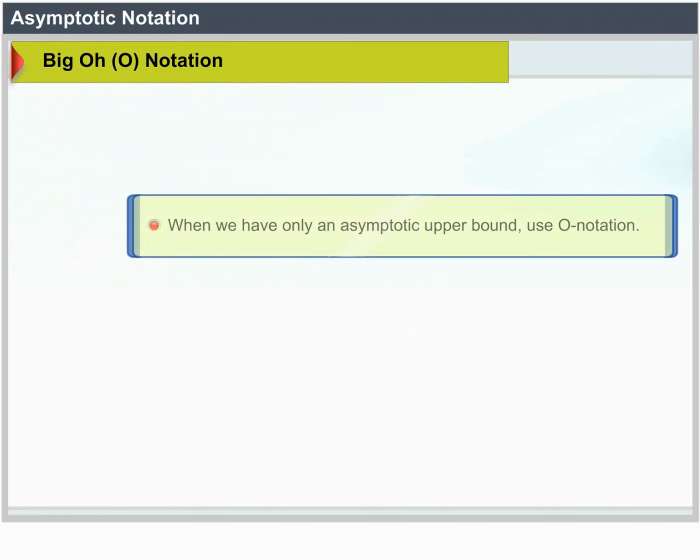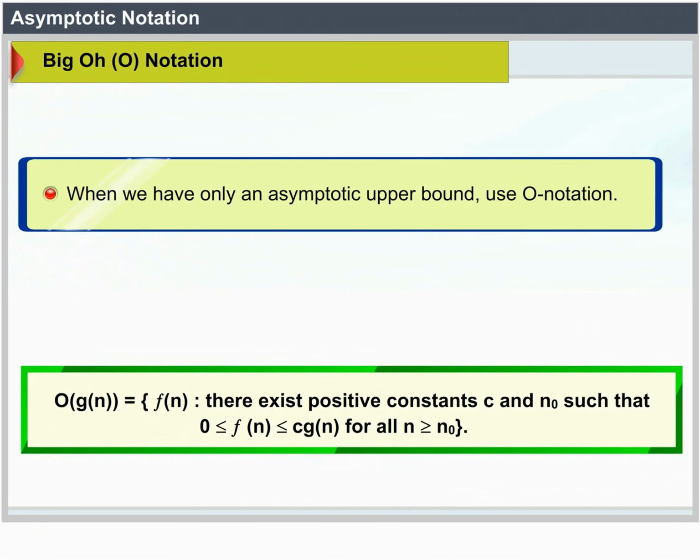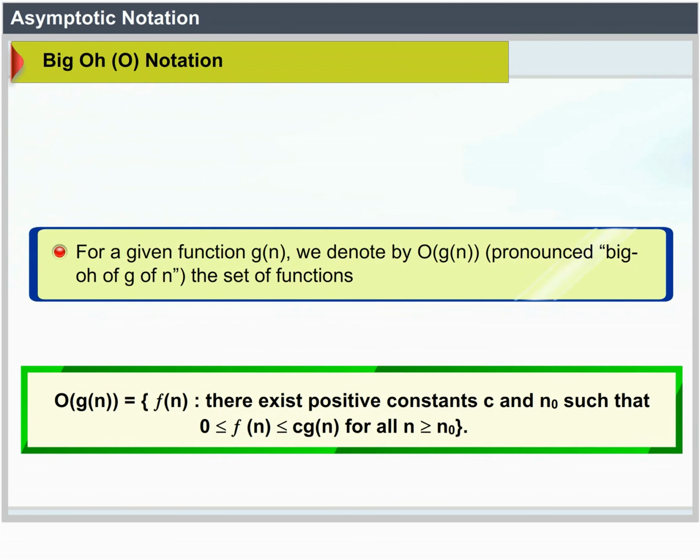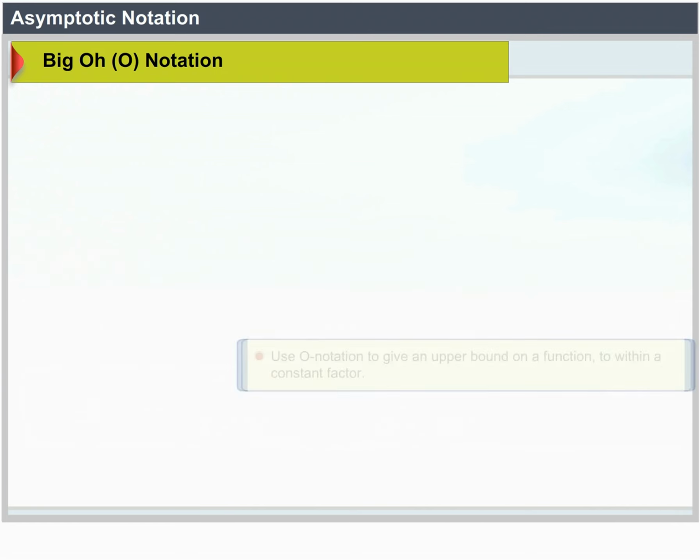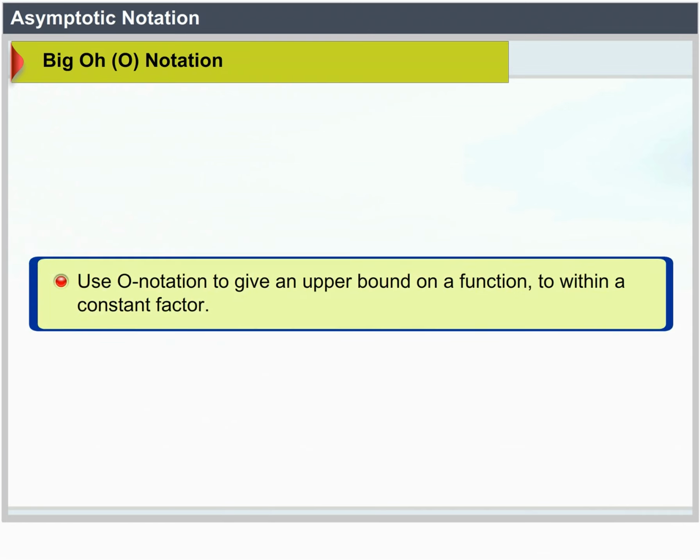Big O notation. When we have only an asymptotic upper bound, use big O notation. For a given function g of n, we denote by big O of g of n the set of functions: big O of g of n equals f of n such that there exist positive constants c and n naught such that 0 less than or equal to f of n less than or equal to c g of n for all n greater than or equal to n naught. Use big O notation to give an upper bound on a function to within a constant factor.